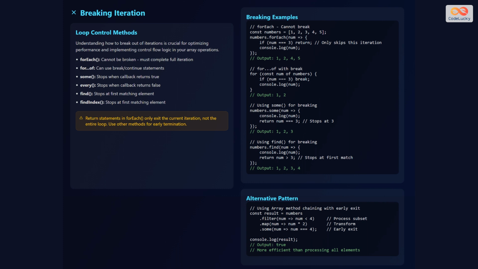The some method will stop when the callback returns true, and the every method will stop when the callback returns false. Additionally, the find and findIndex methods stop when a first matching element is found. It's important to remember that return statements in forEach only exit the current iteration, and not the entire loop. You need to use other methods for early termination. You can also use array method chaining with early exits, such as using a filter, map and then a some method to efficiently exit out of the array iteration.